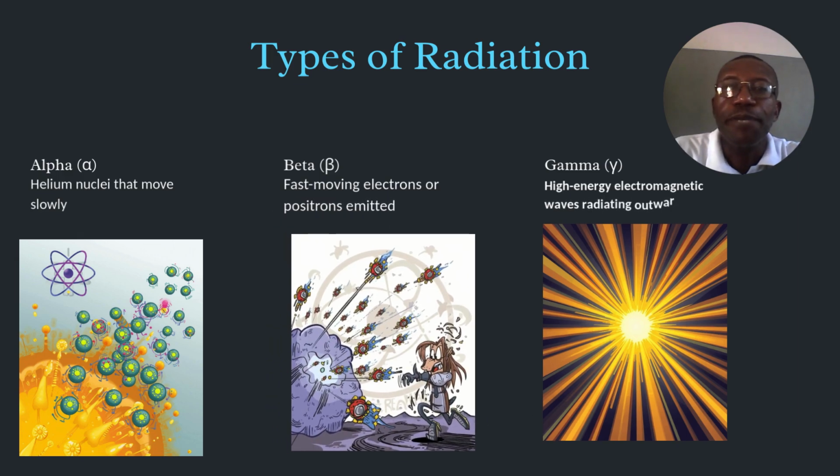Welcome back. Let's make progress in our lesson today. The next thing we'll be talking about is types of radiation. The first type is alpha radiation. Alpha radiation is simply helium nuclei that move slowly. Secondly, beta radiation, which is fast-moving electrons. And thirdly and finally, gamma radiation, which is a high energy electromagnetic wave radiating outwardly.